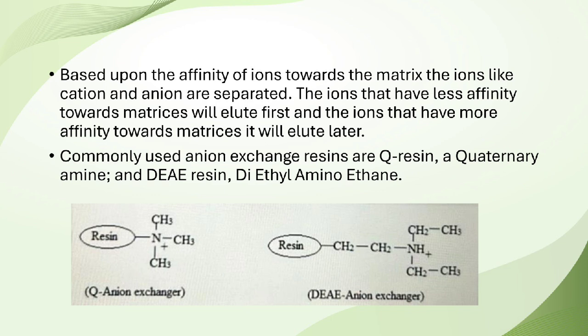Based upon the affinity of ion towards the matrix, the ions like cation and anion are separated. The ions that have less affinity towards the matrix will elute first and the ions that have more affinity towards the matrix will elute later. Commonly used ion exchangers are quaternary amine and diethylaminoethyl resin.